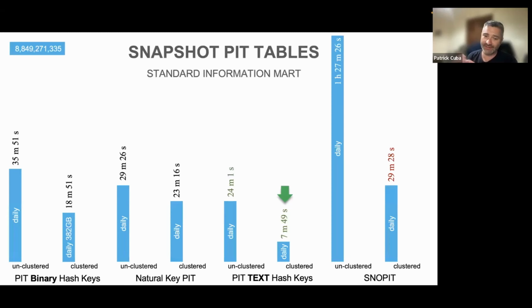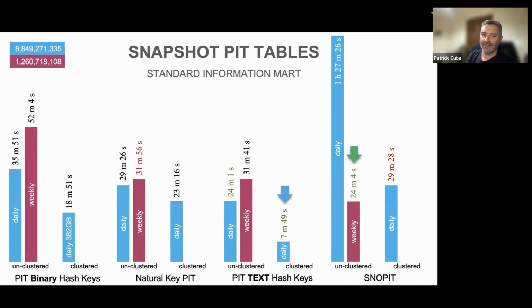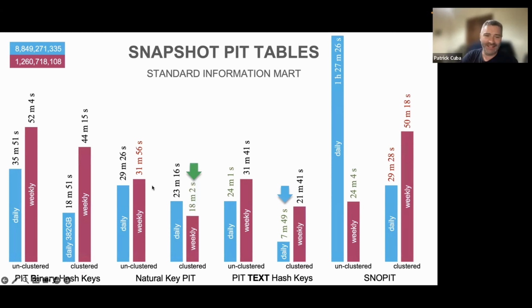But if you also notice, the pit table size as well was nearly 9 billion records, right? So it's a hefty amount of records to take snapshots of and get that time. Still, it's 7 minutes. It's pretty good. With the weekly pit, which was 1.2 billion records of snapshots, so 52 snapshots for the year, some of the run times were worse than the daily, than the 8.8 billion, which is counterintuitive to how physics apply, apparently. When I clustered it, things started getting better. Snowpit, for some reason, got worse, which I could not explain.